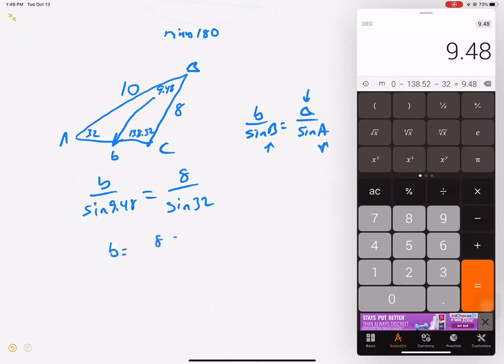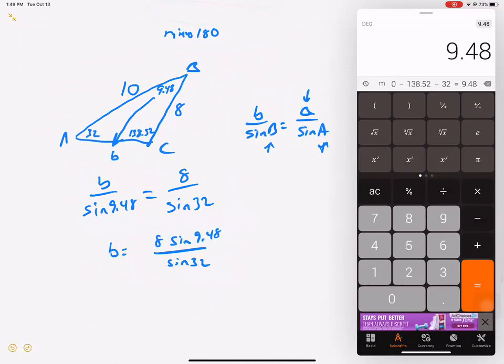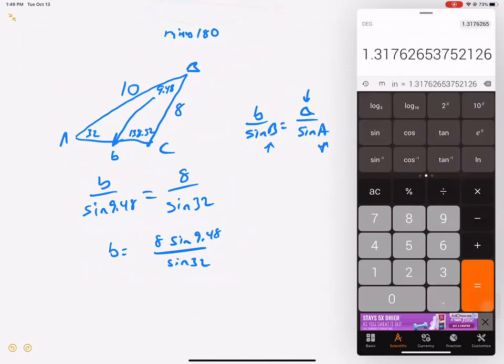B is equal to 8 sine of 9.48 over sine of 32. You do not need to write this. This is good enough work for me to save you some time. But you have to know how to use your calculator. 8 times 9.48 sine equals, and divide that by 32 sine equals. And we're left with B is equal to the little tiny side, 2.49, rounding up.